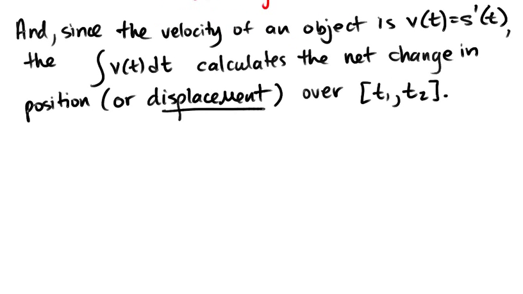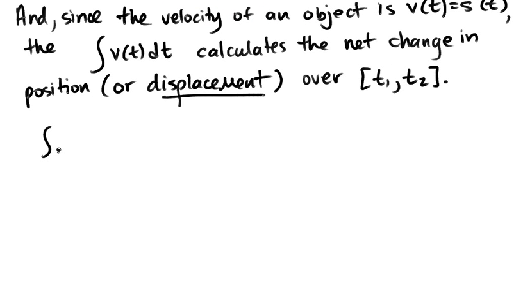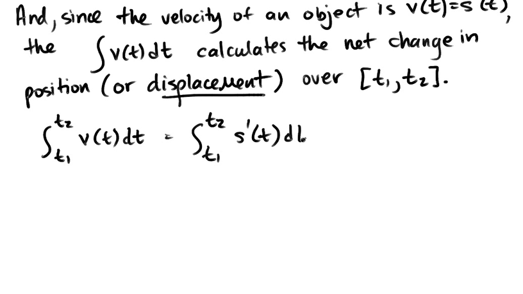So putting these things together, if you have this velocity function with respect to t and you integrate it from t equals 1 to t equals 2, that's the same as the first derivative being evaluated and the difference of both of those using integration rules.